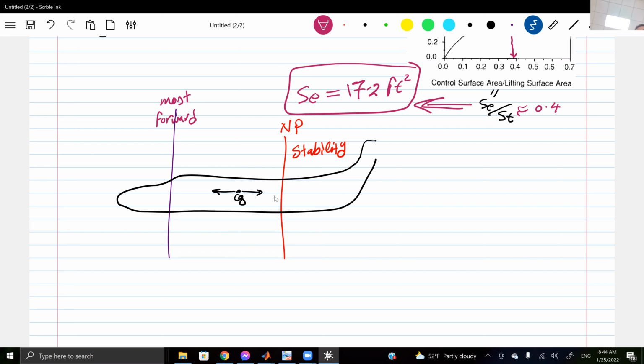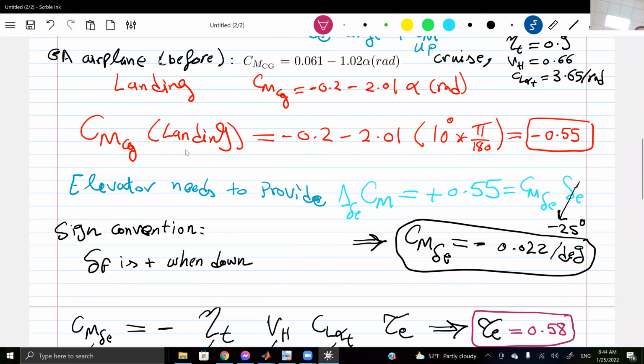Here, if the CG travels behind the red line, the airplane will be unstable. Here, if the CG goes beyond or in front of this limit, what will happen? Will it not be able to land? Exactly. Very good. Because look at this.